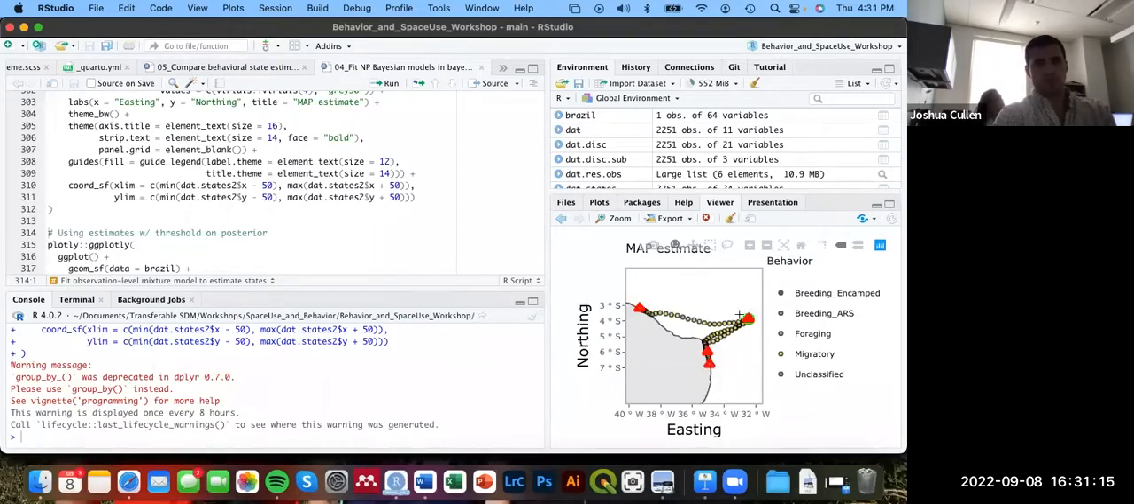Let's say we go to the island itself. So we see some red triangles indicating the individuals that are residents.